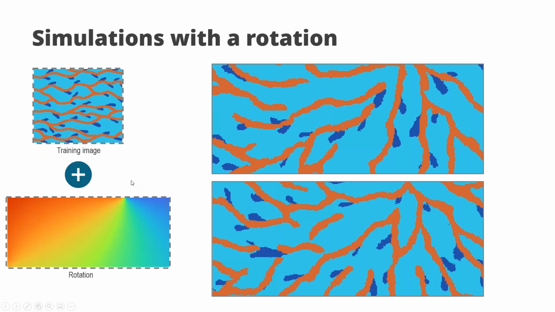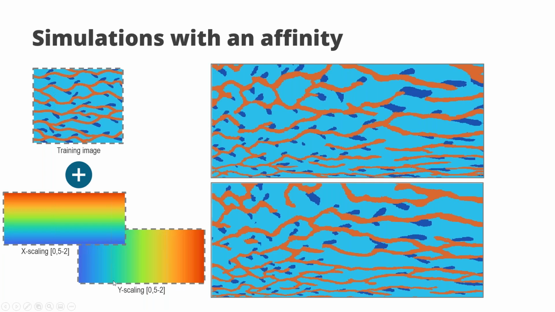And it is what we can see in the next example. So here we define a scaling along X and another scaling along Y. And we can obtain with the same training image this type of simulation. And like that, we can see the difference between the top and the bottom, that takes into account this information. And we have also a difference between the west and the east that takes into account this information.